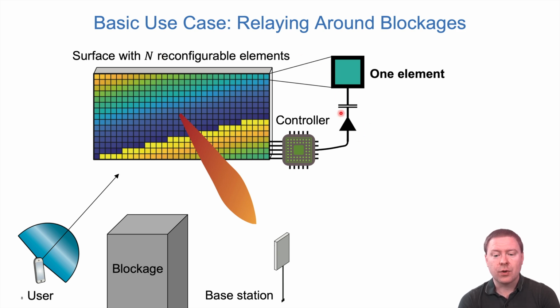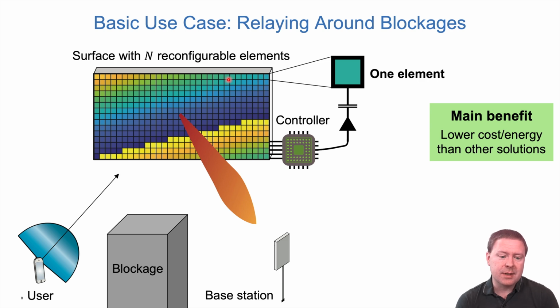Each element is controlled by some kind of varactor diode or some other device that is connected to a controller unit. This is where the intelligence is. And what you can change is the color here, which represents the impedance or phase shift that is assigned to the signal before transmission. We will have a closer look at that later on. But the main idea here is that you would like to create this virtual line of sight path between the user and the base station, and you would like to do it in a more cost or energy efficient way than with some competing technologies, such as deploying more base stations or deploying a traditional relay. So that is sort of the hope.